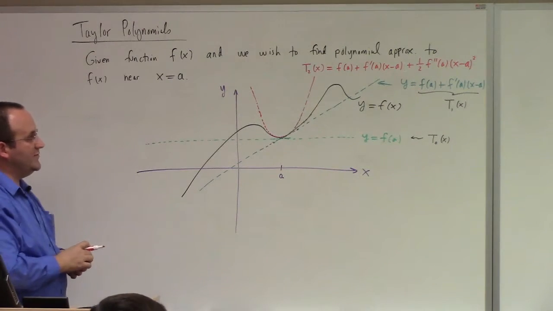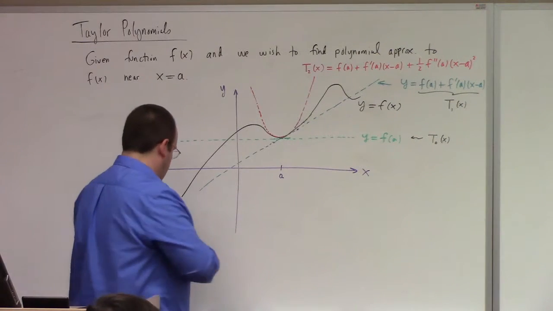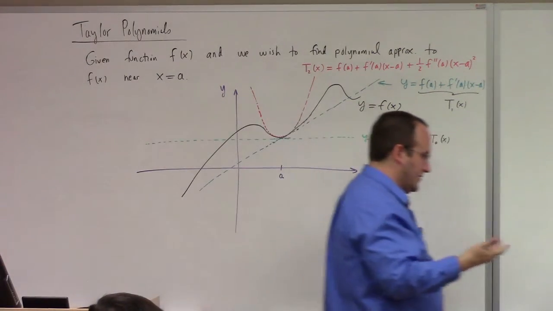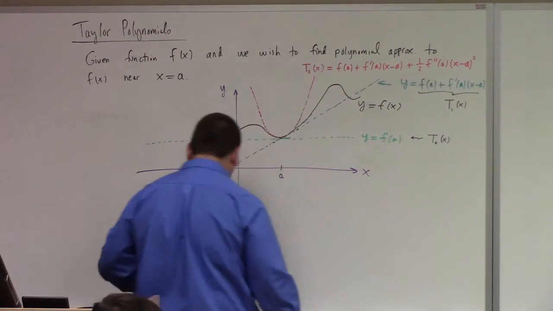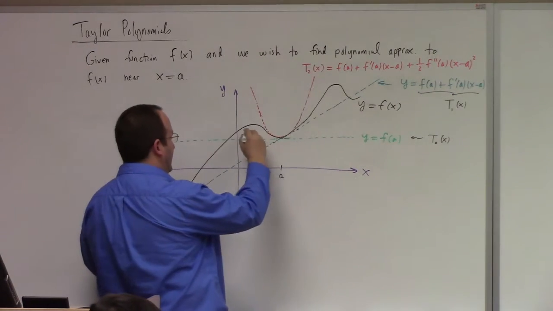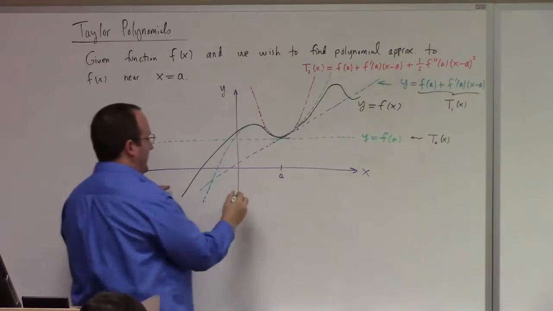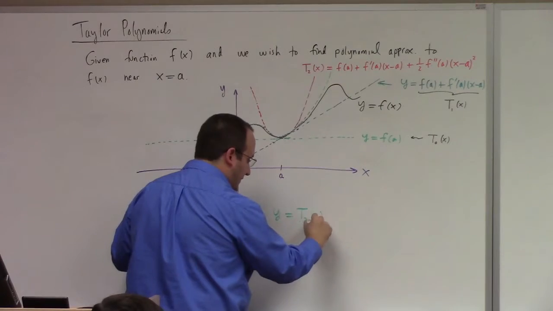What happens if I try to find the best cubic approximation to this thing? I'm not sure exactly, but it's probably something like, I'm out of colors. I need another color. Oh, well. I guess I'm going to go back to green again, but it'll be clear enough. Look, the cubic would be something like that, and this would be what we would call y equals T3 of x, right?